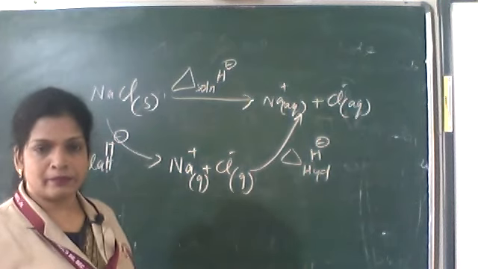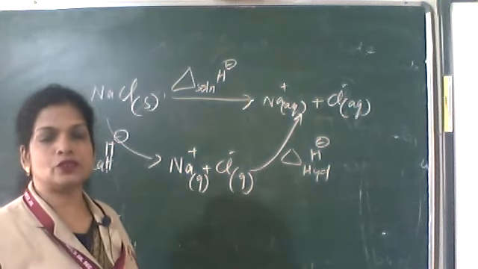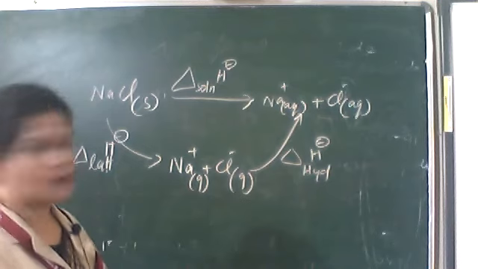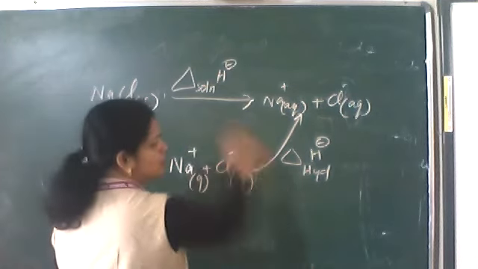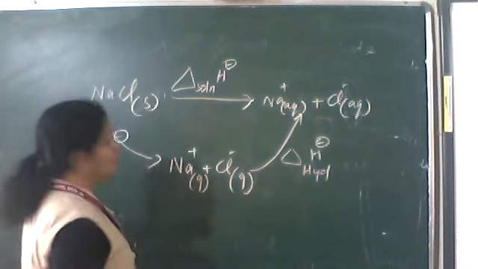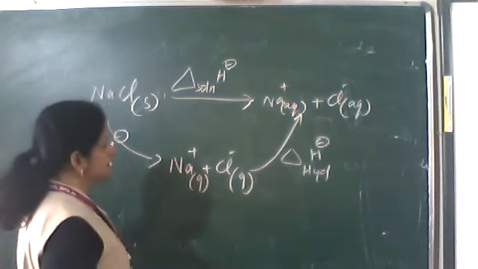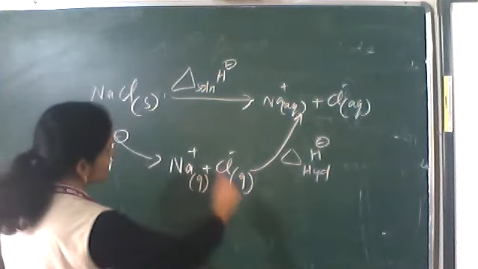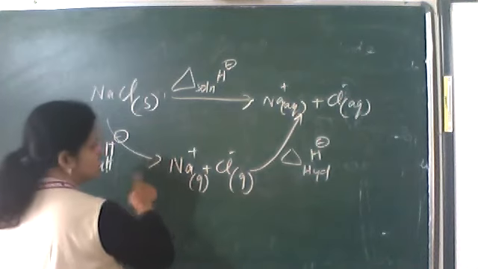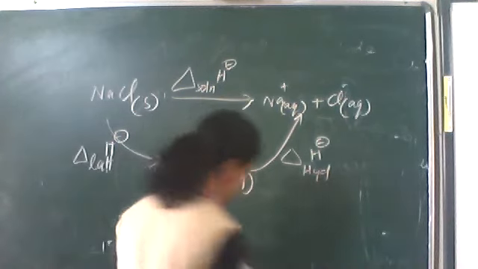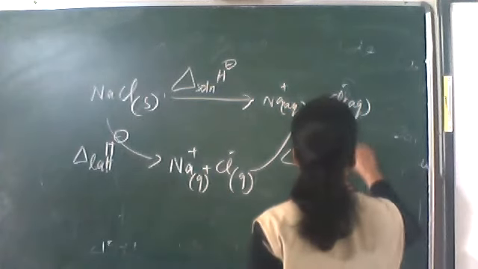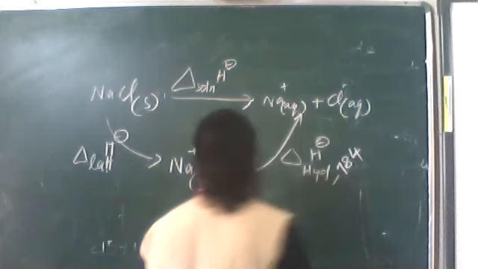Hydration enthalpy you can measure experimentally. Delta H solution also you can measure experimentally, but delta H lattice you cannot find out experimentally. So using the solution and hydration, you can find out this delta H lattice. And here this enthalpy of solution is equal to delta H lattice plus delta H hydration. So here I'm giving you the value of delta H hydration, that is minus 784.